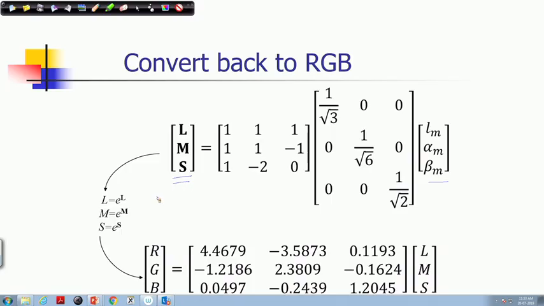From there again you have to transfer to the original LMS cone color space. So, you perform the exponentiation operation over those logarithmic values and perform once again the inverse operation to transfer from LMS to the RGB value. So, in this way you get the color transferred image from the source image, using the characteristics or the distribution of the target image.